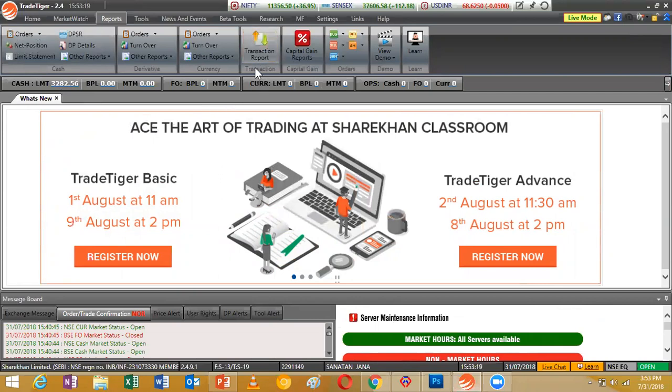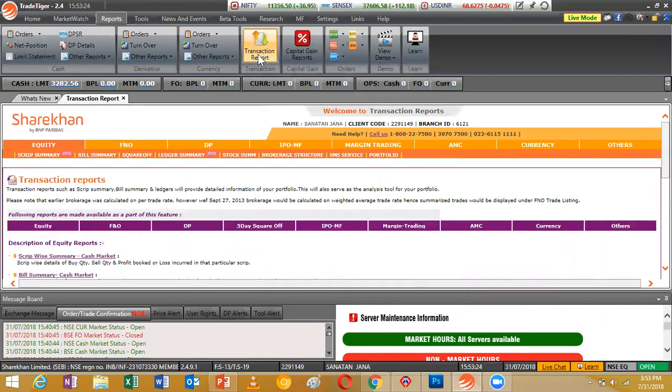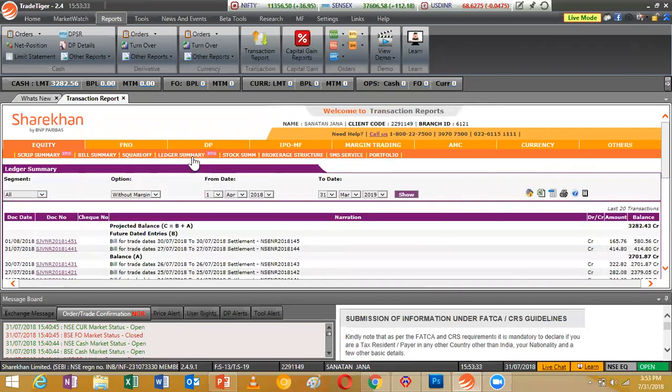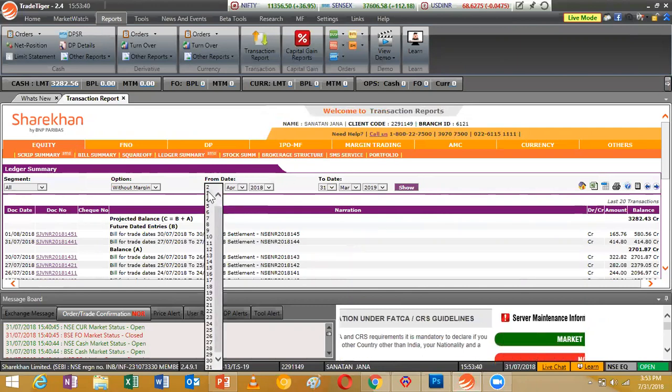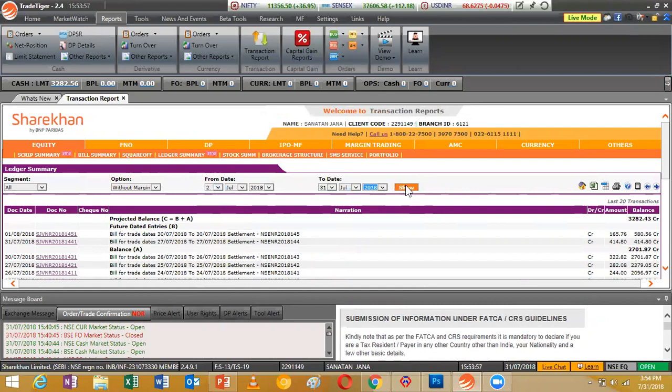You can click here on the transaction report to see what transactions have happened in your account. If I click here on the ledger summary, you will get all the details of the trades that you have been doing. So I will change the date here from 2nd of July this month, and you can see what we have produced till now. Let it be 31st July 2018, and I will click on the show button here.